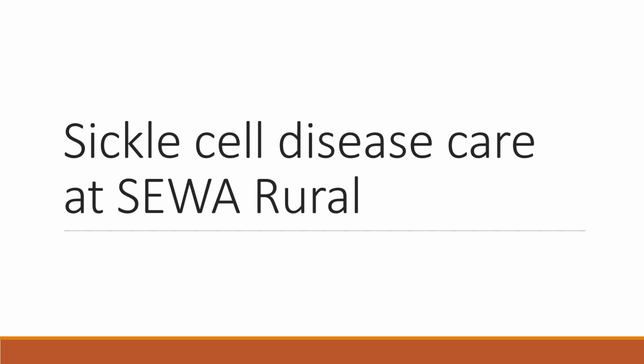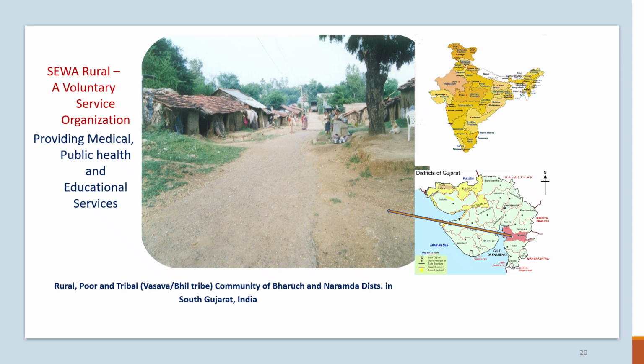So let's just move on to what we do at Seva Rural for sickle cell disease care. Seva Rural is a voluntary service organization working in the field of health and education for the last 45 years. It works on ideas and ideals of Swami Vivekananda and Gandhiji. It is based in rural, tribal, and poor district of Jhagadia in South Gujarat.